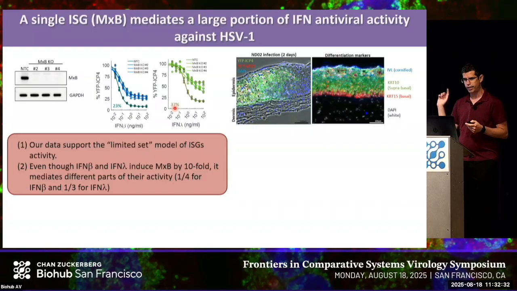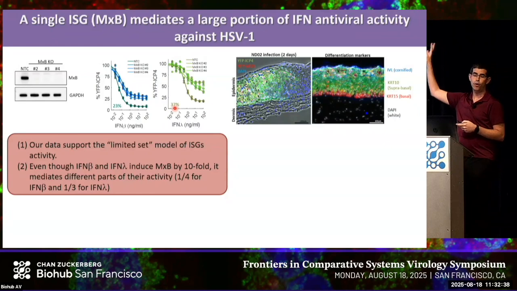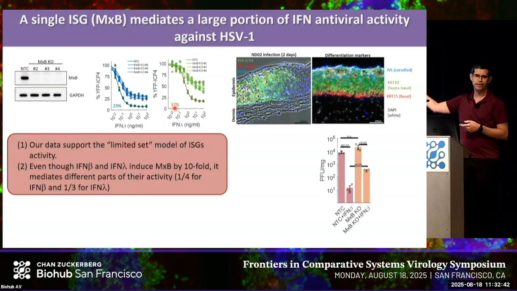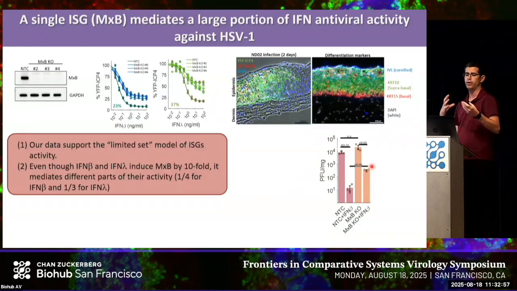I'm running out of time, so I'm going to skip this quickly, but I love these pictures. We do it in human skin organoids as well. We can make them from our knockout keratinocytes, and we see basically the same. So when we treat the regular keratinocyte with interferon beta, we have about 3 log reduction in HSV1, but when we do the same with keratinocyte knockout for MXB, we have about 1 log reduction. So clearly MXB is really important, but it's not the only one.